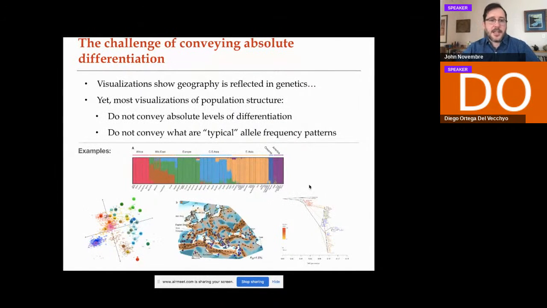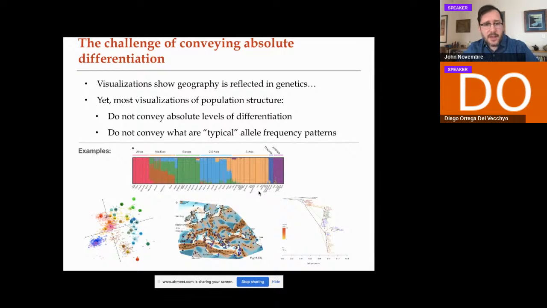So for all these visualizations that we use to help us understand population structure in humans and in other species, they actually don't convey one of the most essential aspects about population structure, which is just what are the absolute levels of differentiation? Or put another way, what are typical allele frequency patterns? After looking at one of these plots, can we say what a typical allele frequency looks like?